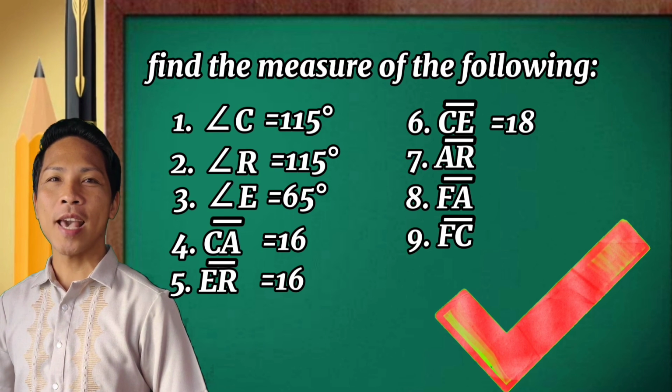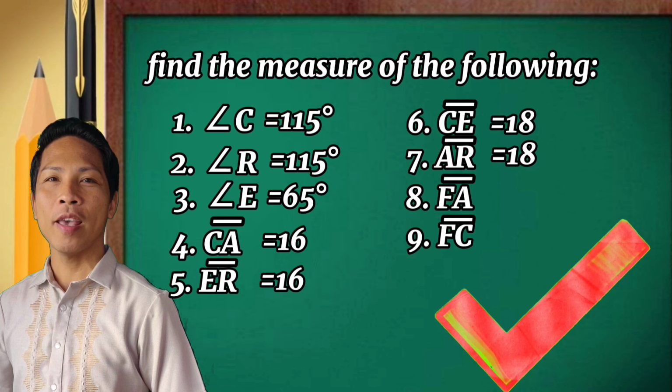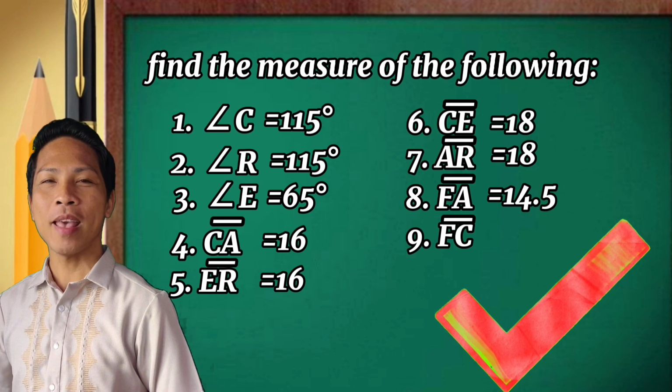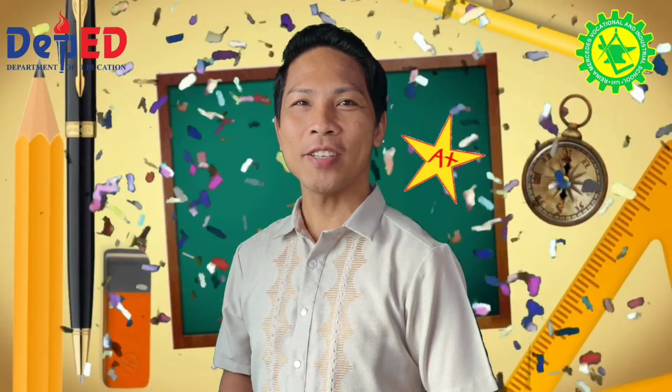Number 7, side AR equals 18. Number 8, segment FA equals 14.5. And number 9, segment FC equals 9. If you got 9 out of 9, congratulations!